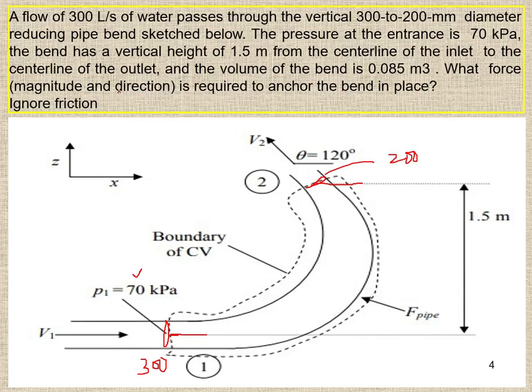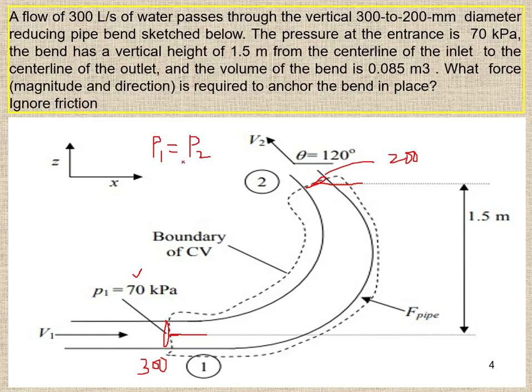What force, magnitude and direction both, we have to calculate, is required to anchor the bend in place. Ignore friction. So we are saying no friction loss. That means P1 is equal to P2. It is also given that the fluid is discharging with the angle theta, which is 120 degree. So P1 is equal to P2 because, as I said, friction is ignored. There is an advantage of it. So based on that, we took P1 equal to P2.